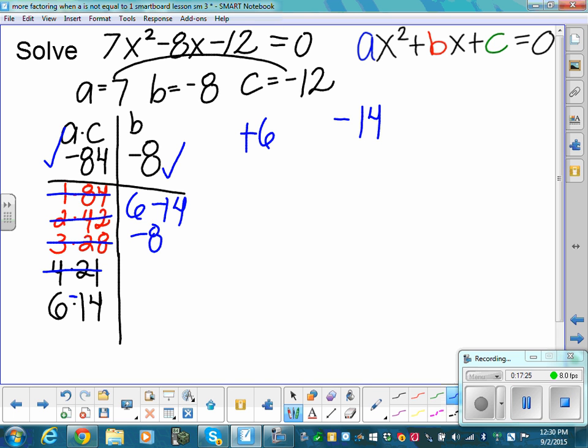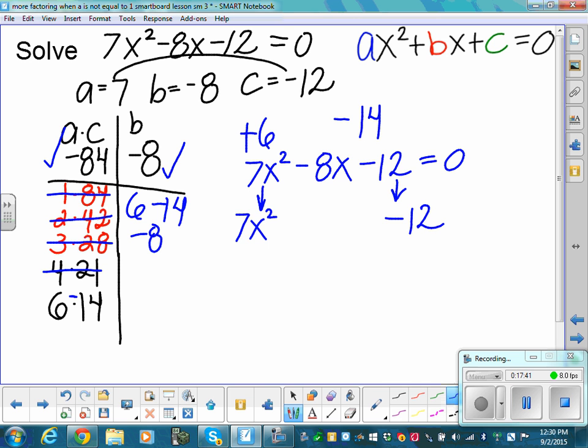So now we'll drop and break. So we have originally 7x squared minus 8x minus 12 is equal to 0. We're going to drop and break, dropping down my n terms. 7x squared, negative 12, don't forget to drop down the sign, and then break. Let's break down our middle term. So negative 8x, we're rewriting it as our factors.